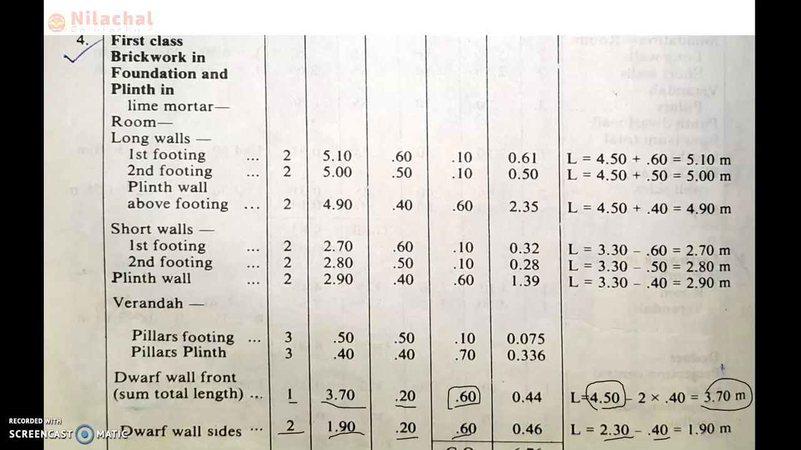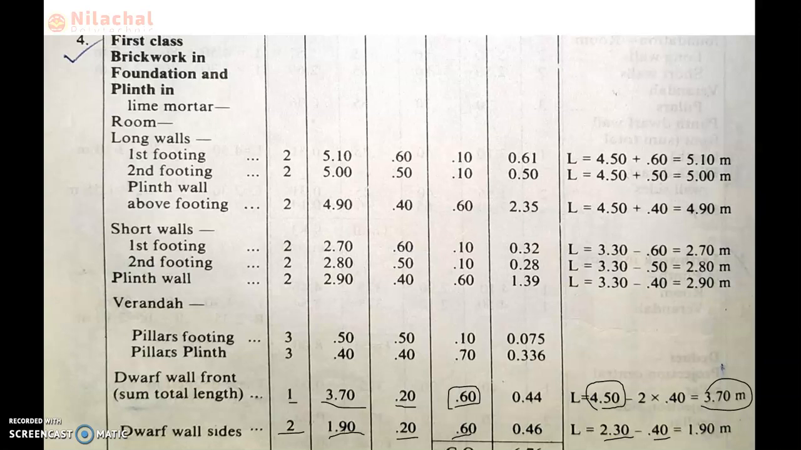In case of long wall, the first footing quantity is how much? 2 into 5.10 into 0.60 into 0.10, which is 0.61. Then second footing 2 into 5.00 into 0.50 into 0.10, it is equal to 0.50. And plinth wall above footing 2 into 4.90 into 0.40 into 0.60, it is equal to 2.35.